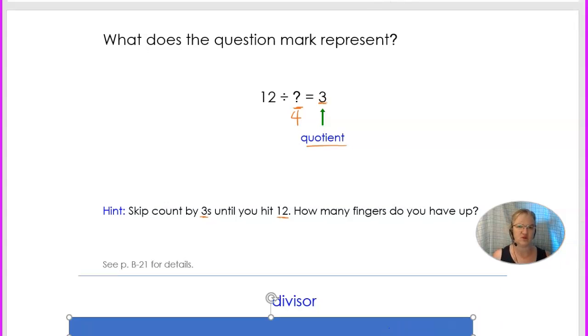And the 4, where the question mark was, we call that the divisor. The number that we are dividing by is the divisor. And this one, even though they don't say it, is the dividend. Again, if you don't know those, pause the video, write them down in your notebook so that you can keep it straight, because you need to know those terms.